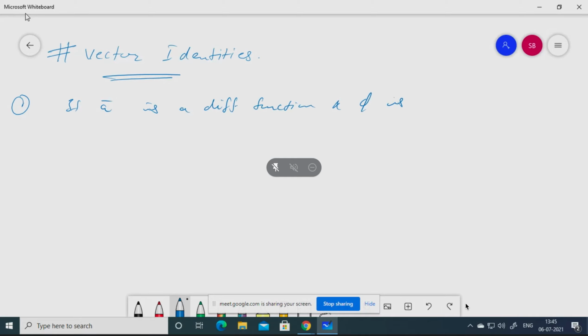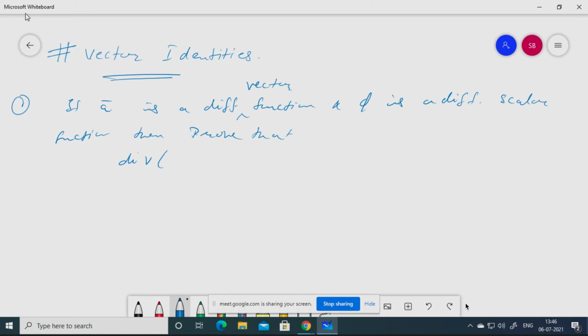And phi is a differentiable scalar function. So a bar is a differentiable vector function, and phi is a differentiable scalar function. Then we have to prove that divergence of phi a bar is equal to gradient of phi dot a bar plus phi into divergence of a bar. So this is a vector identity.